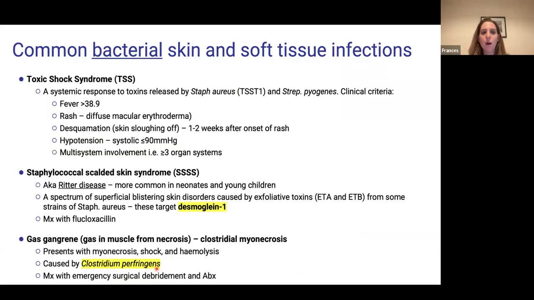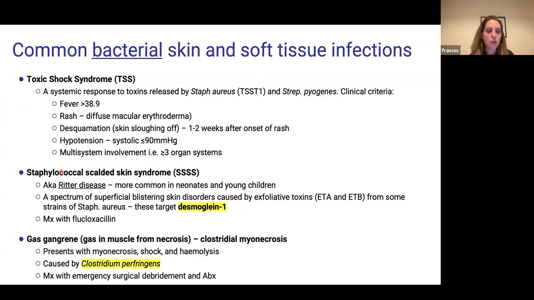Okay, so other infections that you might need to know about are things like toxic shock syndrome. This is a systemic response that's occurring after release of the TSST-1 toxin by Staph aureus, and also you can get it with Strep pyogenes. Typically, we're thinking about this in patients who have a fever, they have a rash, they're getting desquamation, so the skin is literally peeling off. And this is happening a couple of weeks after they get that rash. They are very hypotensive and they have multi-system involvement. So basically 3 or more organ systems need to be involved.